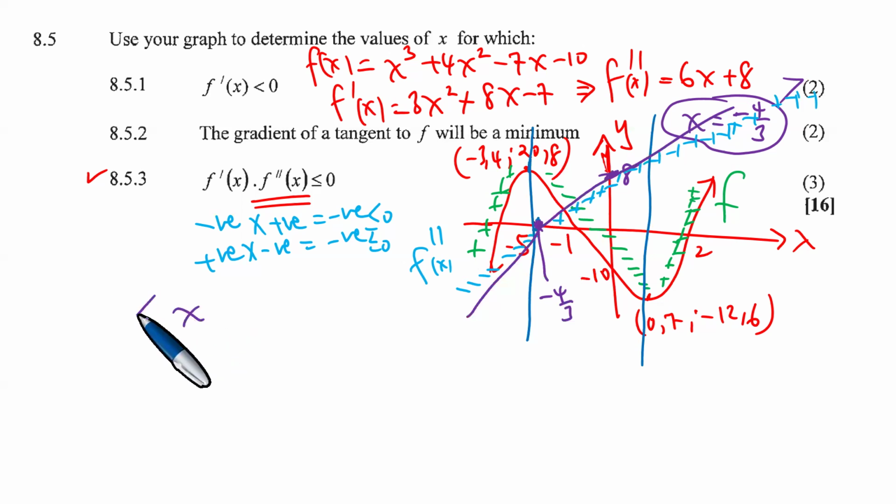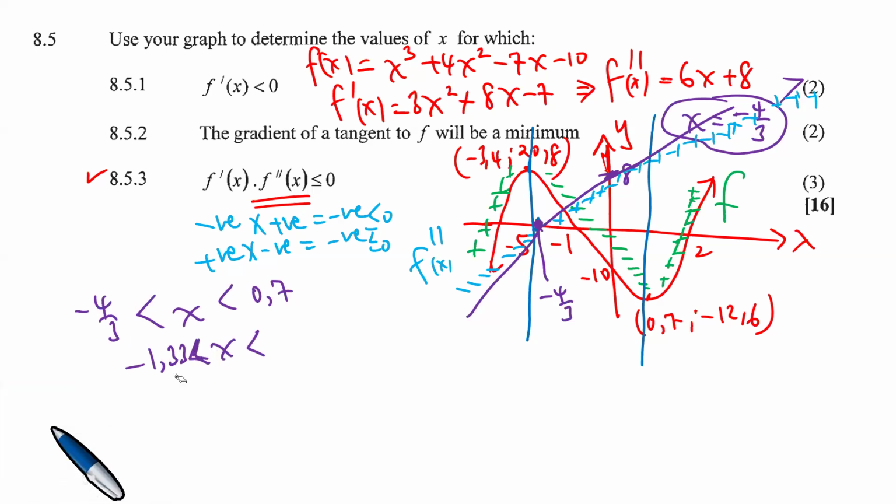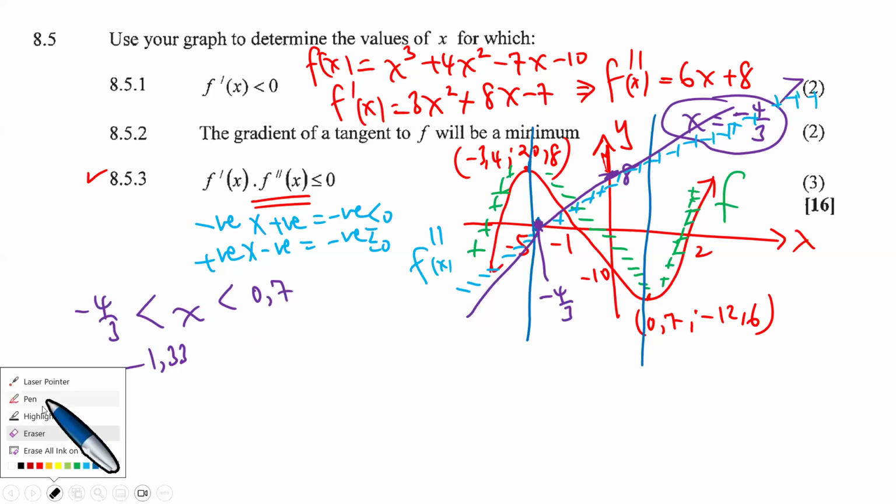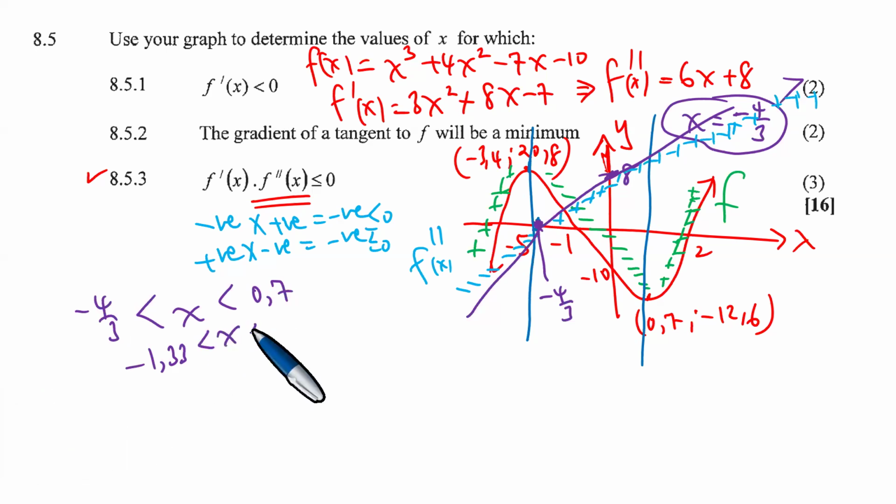Which means that x lies between minus 4/3 and 0.7, which means it is minus 1.33 less than x less than 0.7. So we continue to check here. This one here is less than x less than 0.7, with a negative slope and the function itself positive.